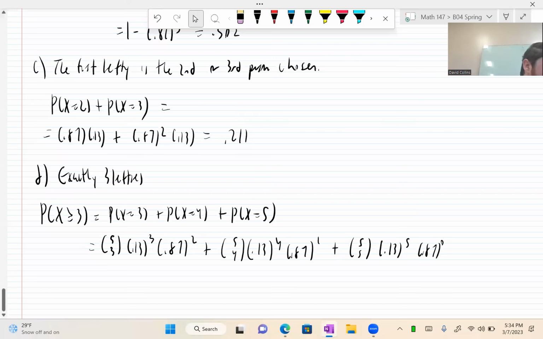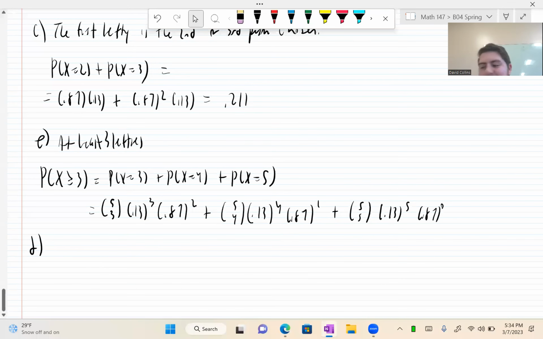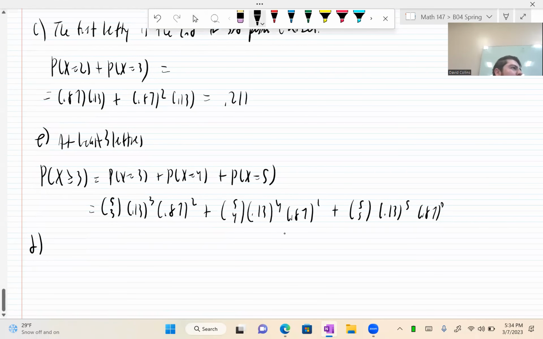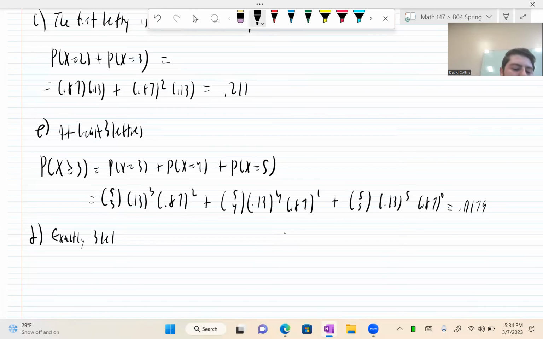Wait. I said one thing and then I wrote another, sorry. This is part E. This is at least 3. Yep, sorry. This is at least 3 lefties. You're right. Sorry about that. I was looking at the wrong part. At least 3 lefties is this. Just part E, it's 0.0179. Part D is exactly 3 lefties, which is just going to be this part again.